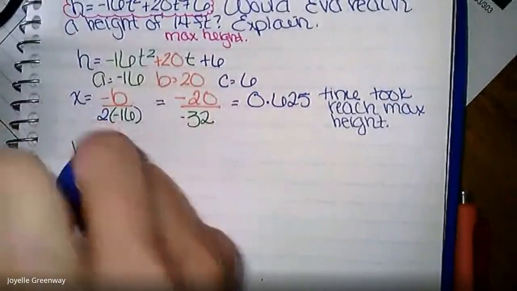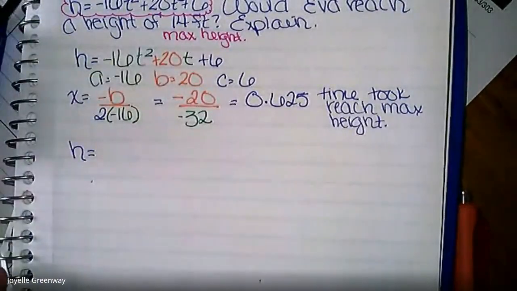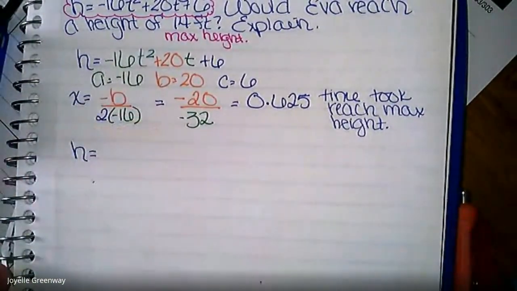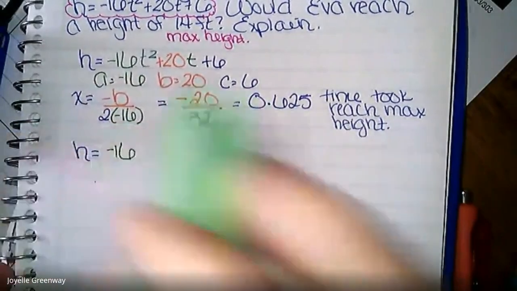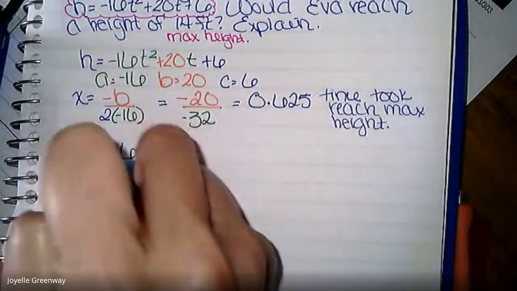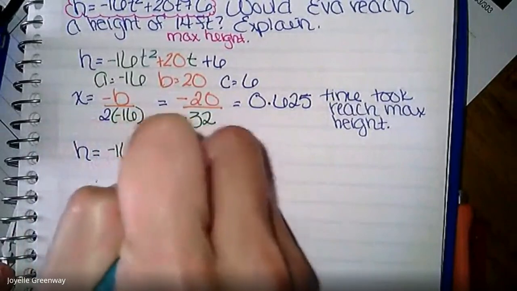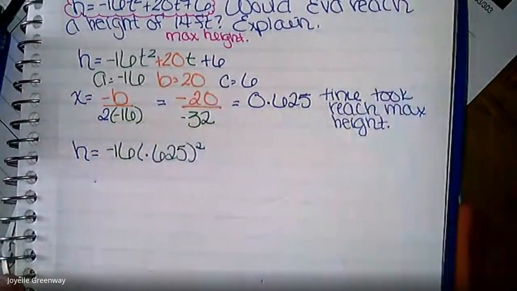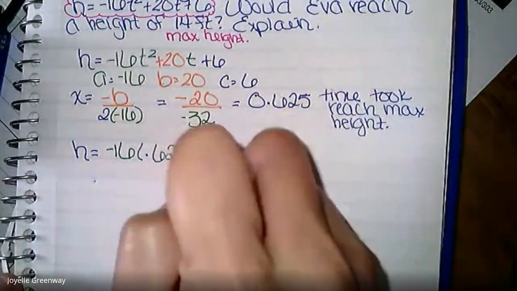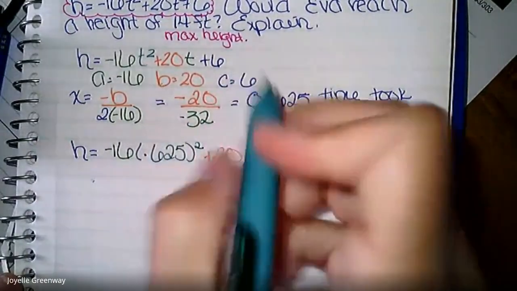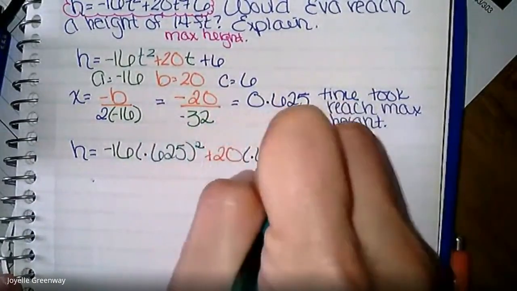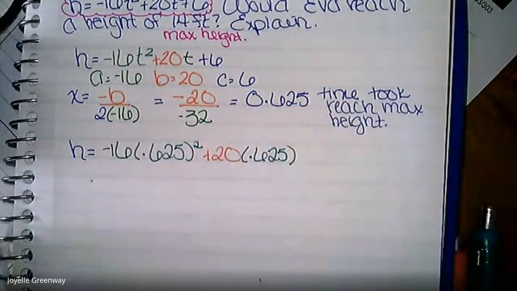So h is equal to -16 times 0.625 squared plus 20 times 0.625 plus 6.